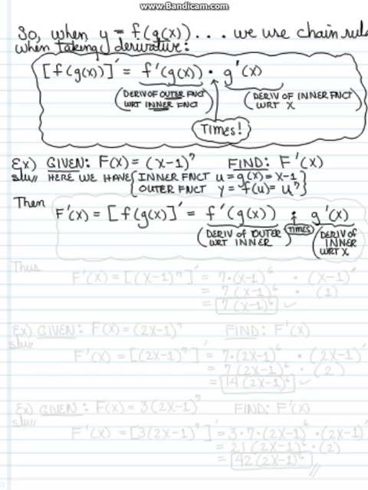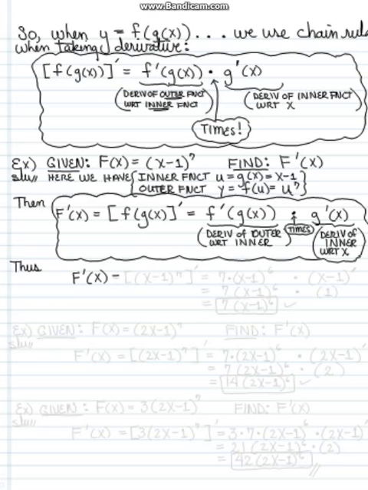Okay, let us apply this rule to this particular problem, (x minus 1) to the 7th power. Thus, capital F prime of x is equal to [(x minus 1) to the 7th] prime, which is equal to, applying the power rule, 7 times (x minus 1) raised to the 7 minus 1, 6th power, times, here's the chain, (x minus 1) prime. We have to take the derivative of the inner function. That's 1. So we have 7 times (x minus 1) to the 6th power.